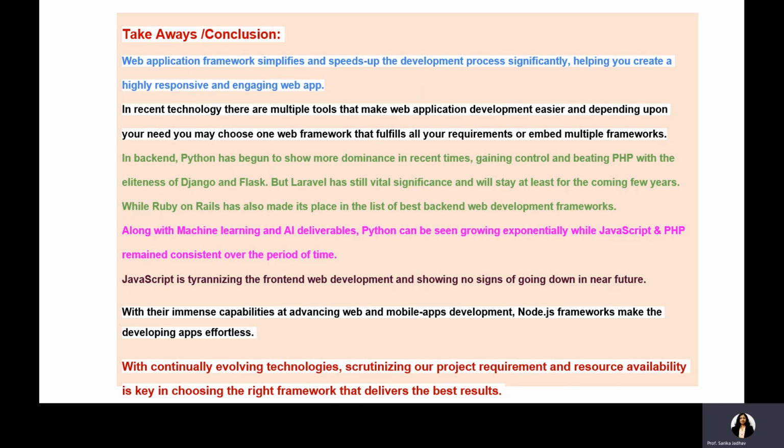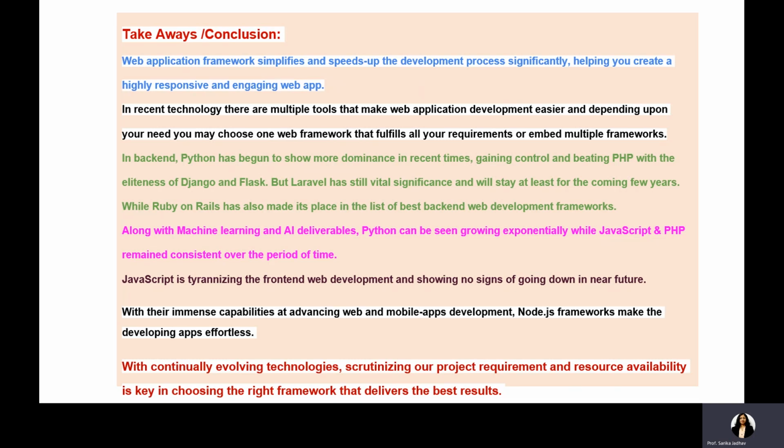But Laravel still has vital significance and will stay at least for the coming few years. And if we talk about Ruby on Rails, it also made its place in the list of best backend web development frameworks. So Laravel and Ruby are web frameworks that are also gaining popularity.